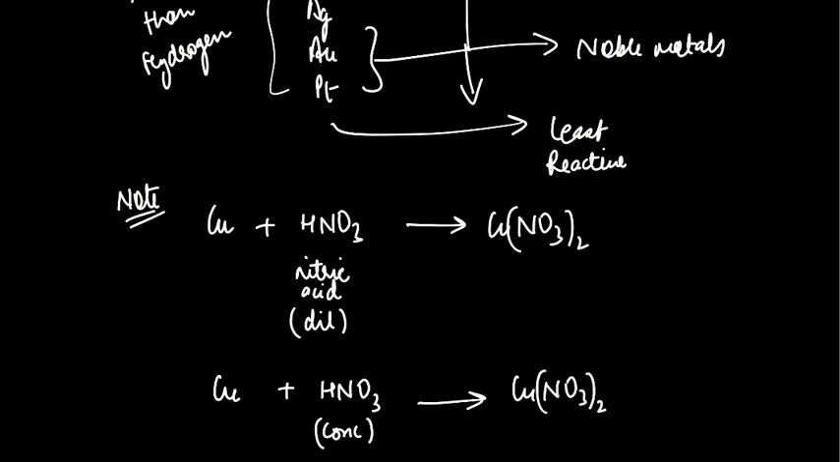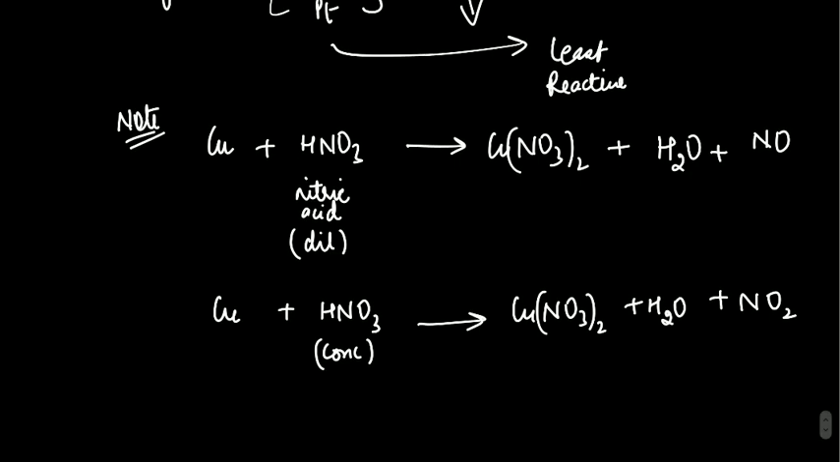To be more precise, cupric nitrate, or copper with the charge +2 nitrate, along with water. And in the case of dilute, we will get nitric oxide. In the case of concentrated, we will get NO2. So in both cases, rest everything is same, just the oxide of nitrogen is different.